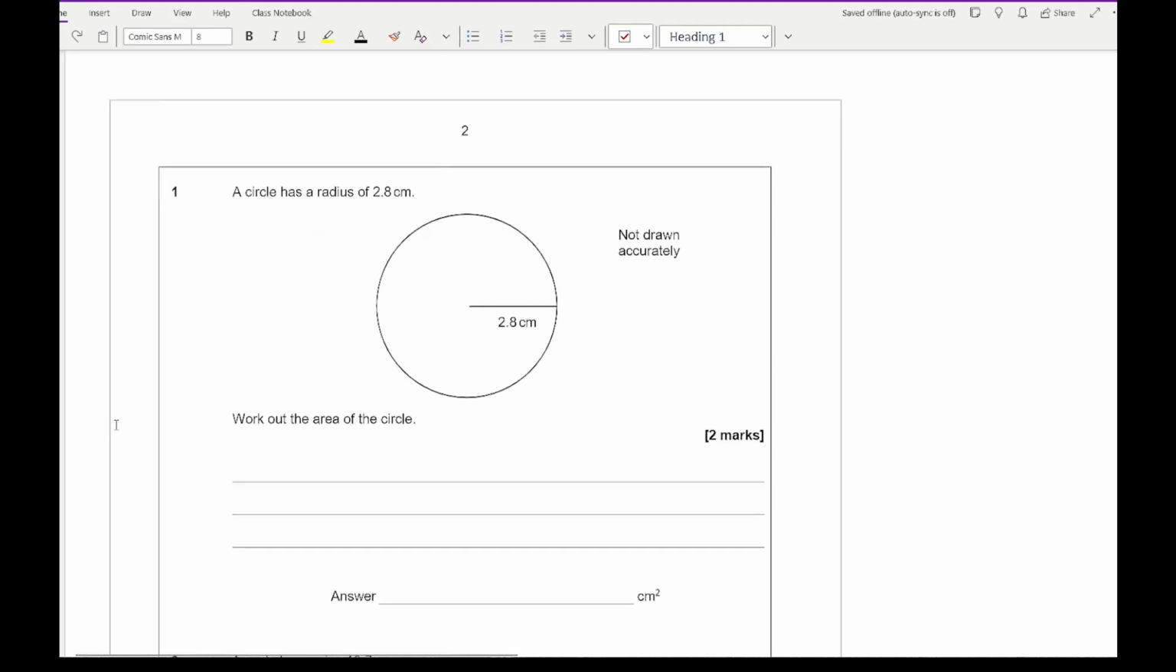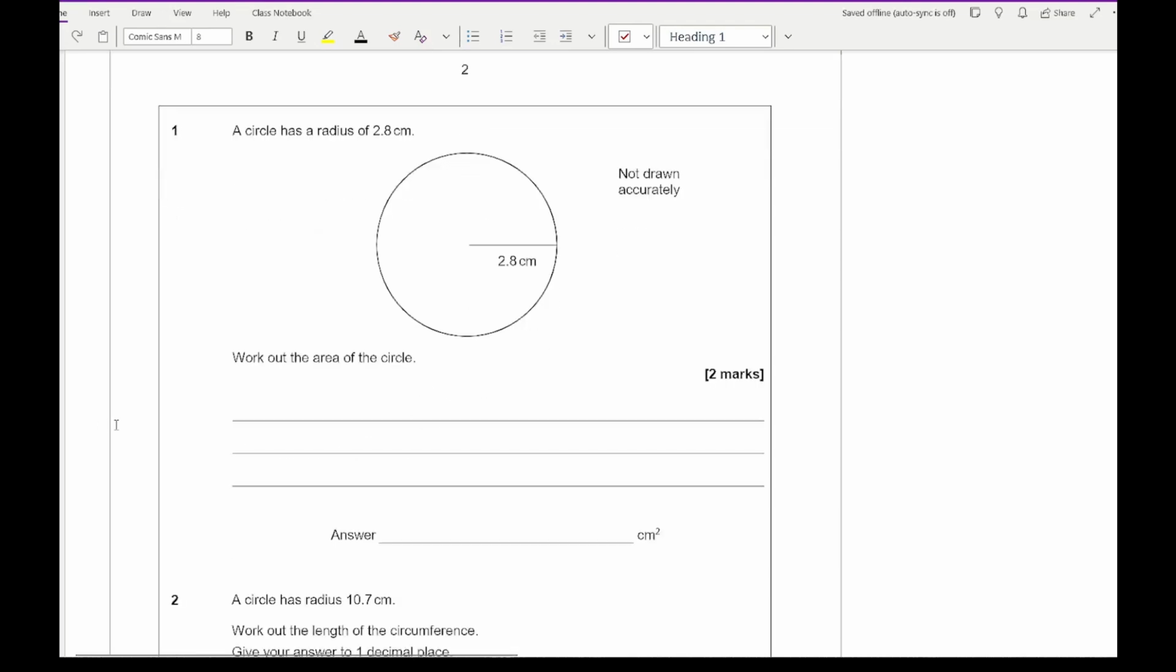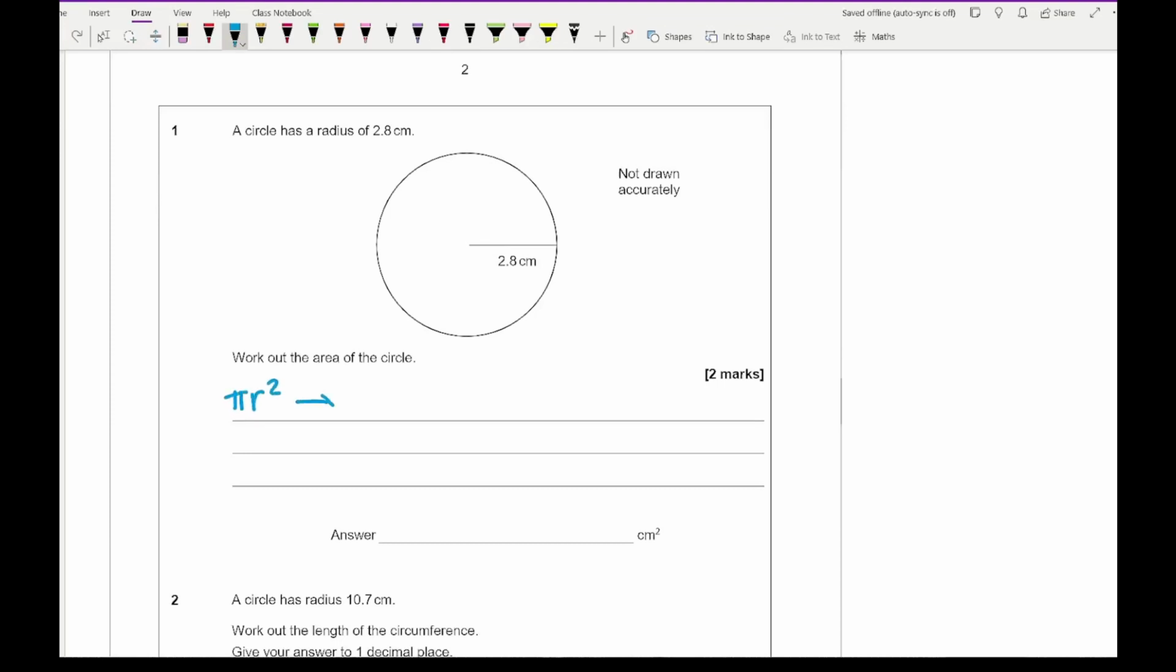So looking at question 1, it says that a circle has a radius of 2.8 centimeters. Work out the area of the circle. So for this, I'm going to use the formula of pi r squared. So it's going to be pi times 2.8 squared. So on the calculator, if I just type in pi times 2.8 squared, it gives me an answer of 196 over 25 pi. So that's the answer in exact form. Or if I press the decimal equivalent button, it gives me 24.6, and that's to 1 decimal place.